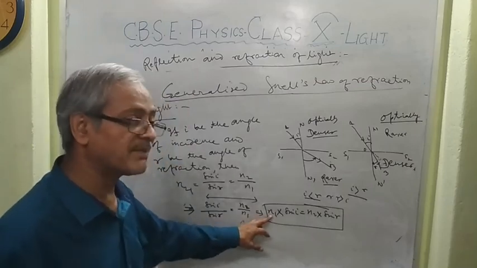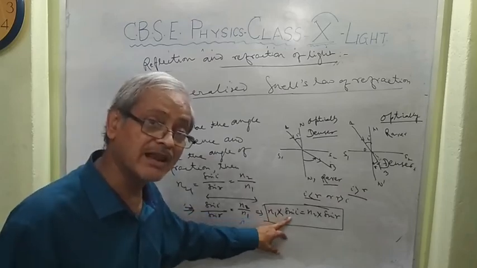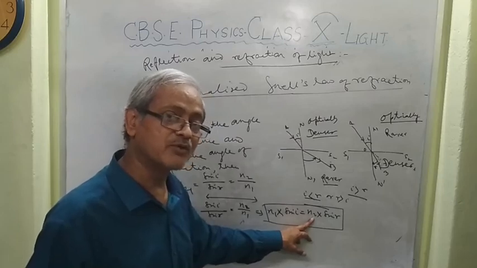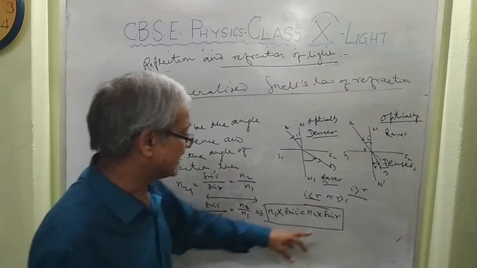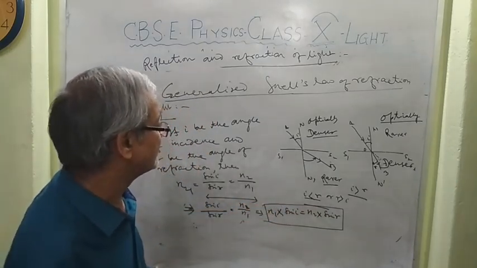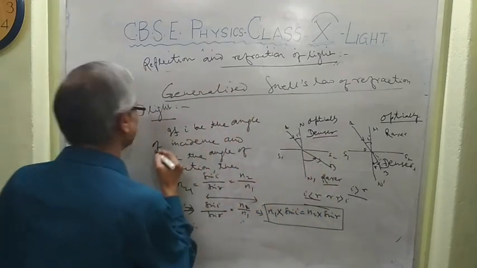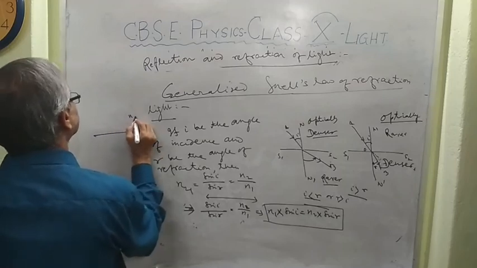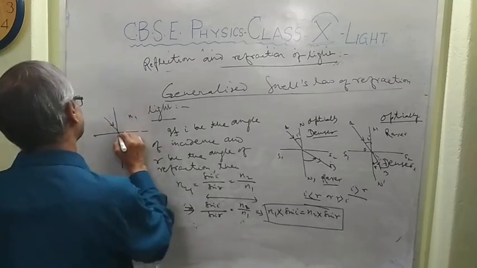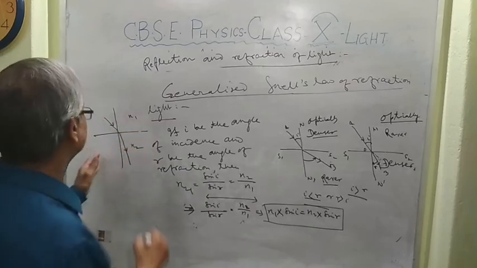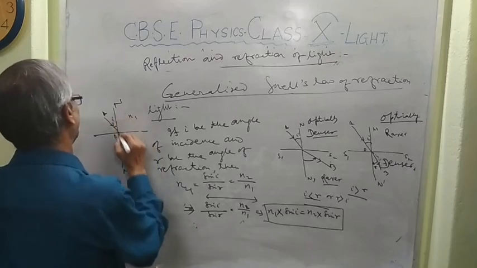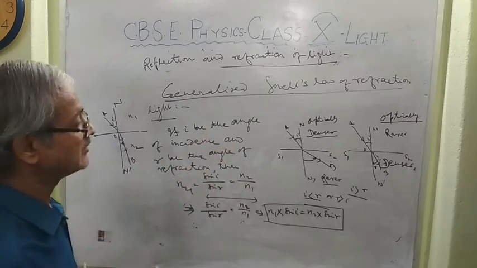That is, the product of the refractive index of the first medium and the sine of the angle of incidence in the first medium is equal to the product of the absolute refractive index of the second medium and the sine of the angle of refraction in the second medium. Very important and very lucid to remember. n1 into sin I, this is medium n1 refractive index, n2 refractive index. This is I. Depending upon the n1 and n2 values, it either bends towards the normal or bends away from the normal depending upon the nature of the medium.